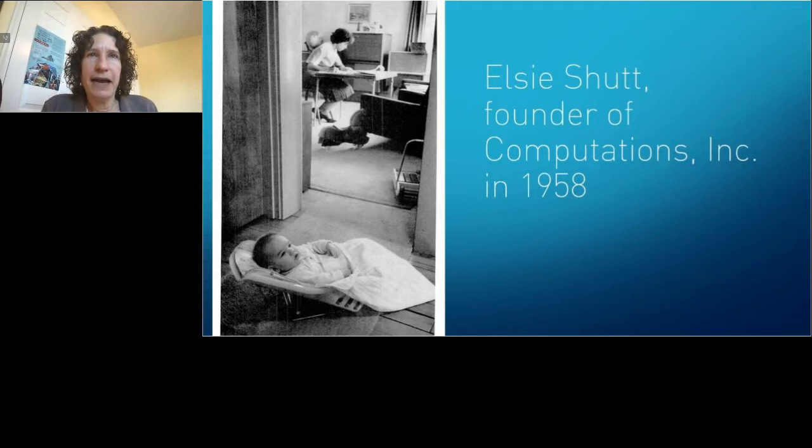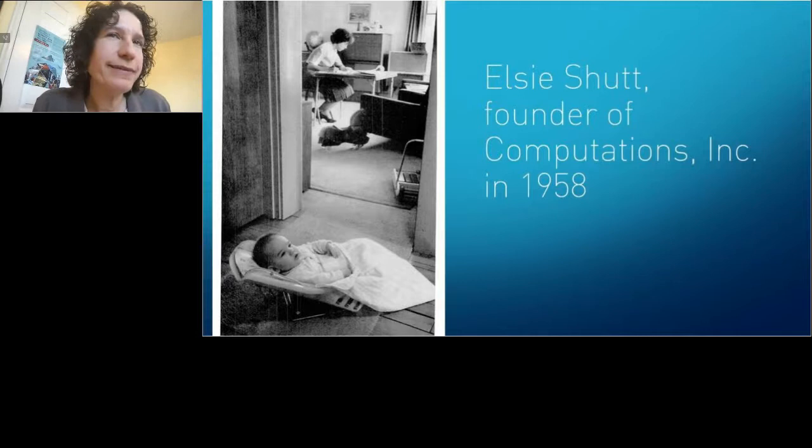This is from a Business Week profile of Elsie Shutt. She did not normally have her child sitting on the floor. That was just a photo op that they set up.